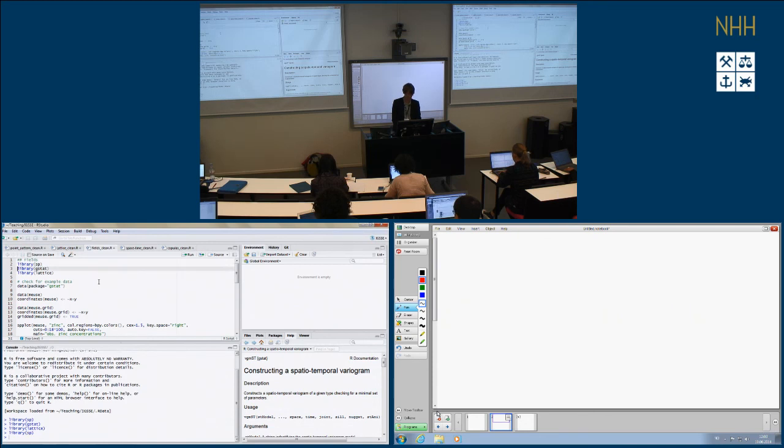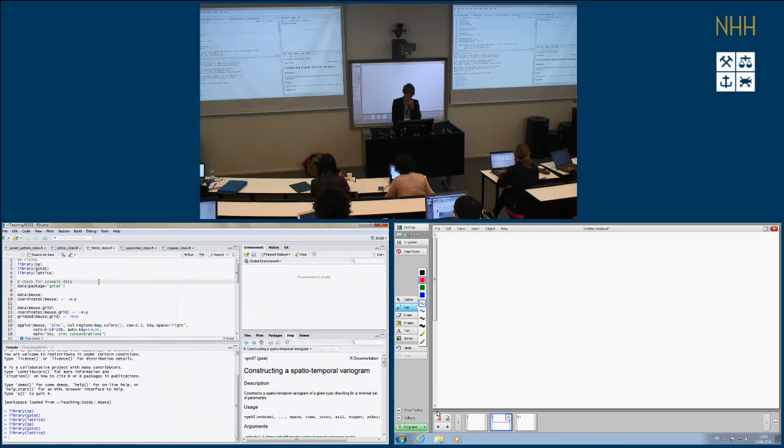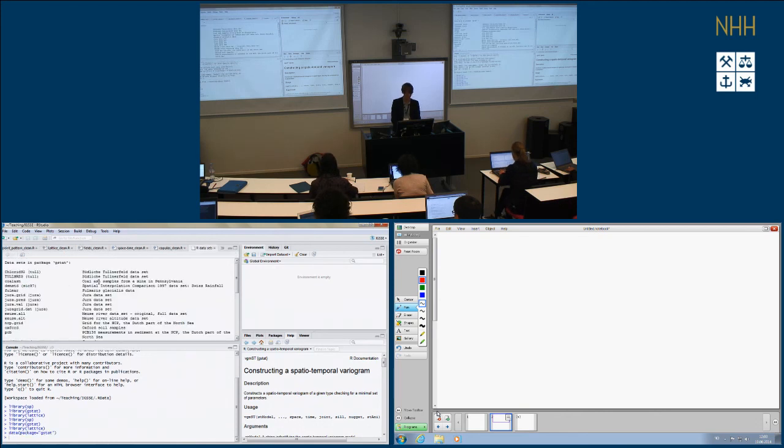So it's sp, gstat, and lattice that I would suggest for now. Something might be repeated from earlier sessions, but it's really helpful to get used to it. This is the data function that gives you all the available data from a certain package.